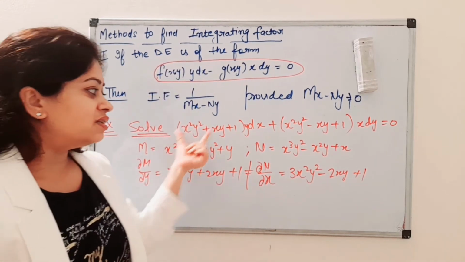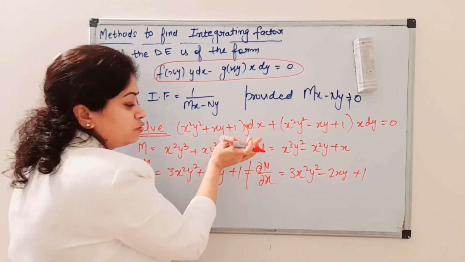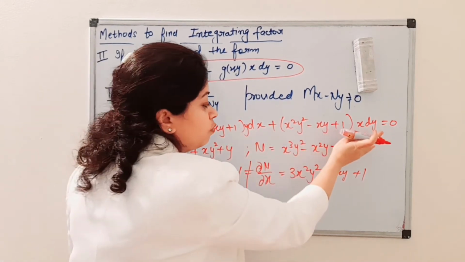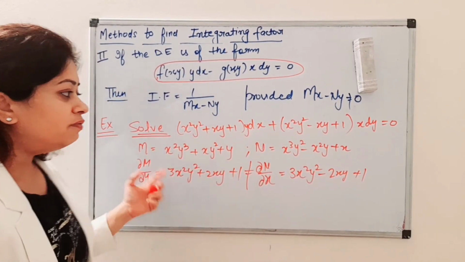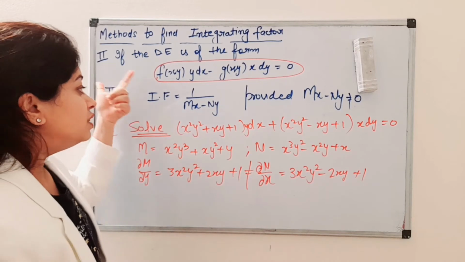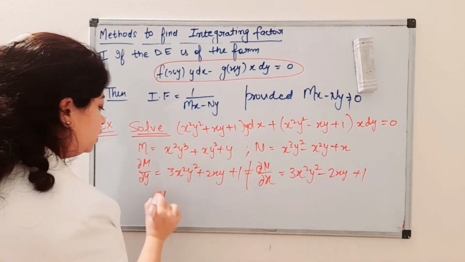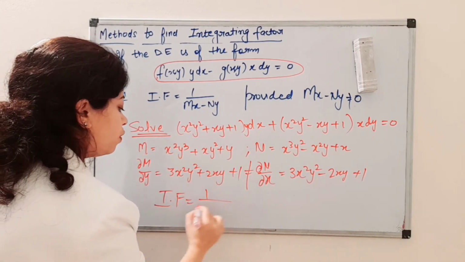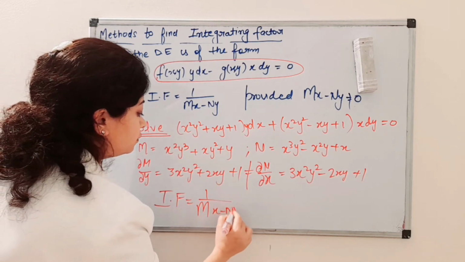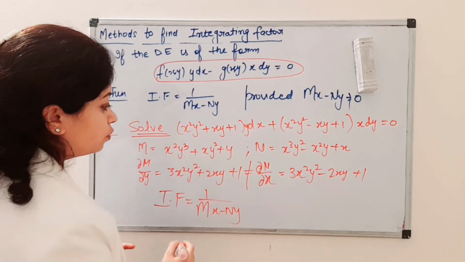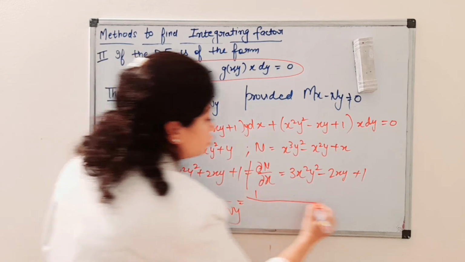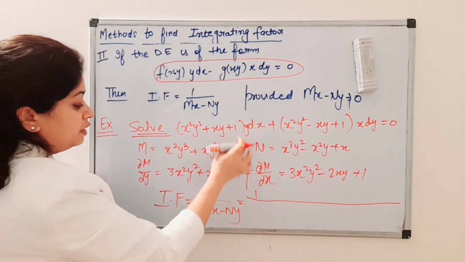Can be rearranged like this: y dx, y is common here from M, and x is common here from N. So if we can do this, then we will come to this integrating factor. So integrating factor is 1 upon Mx minus Ny. Okay, so we will find it by solving Mx minus Ny.